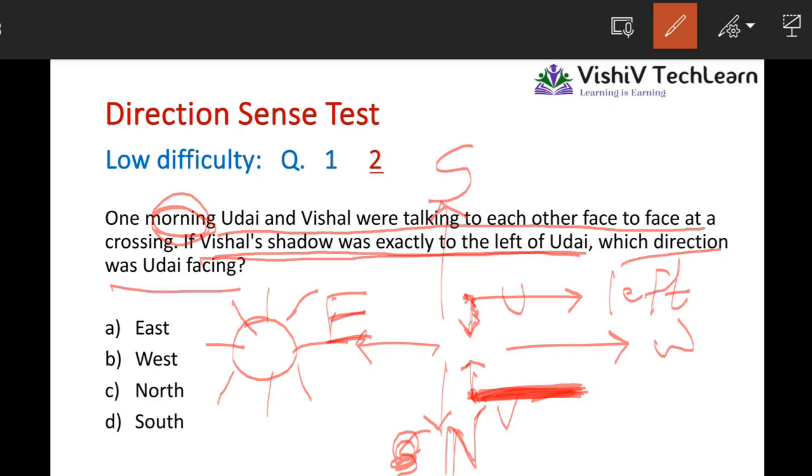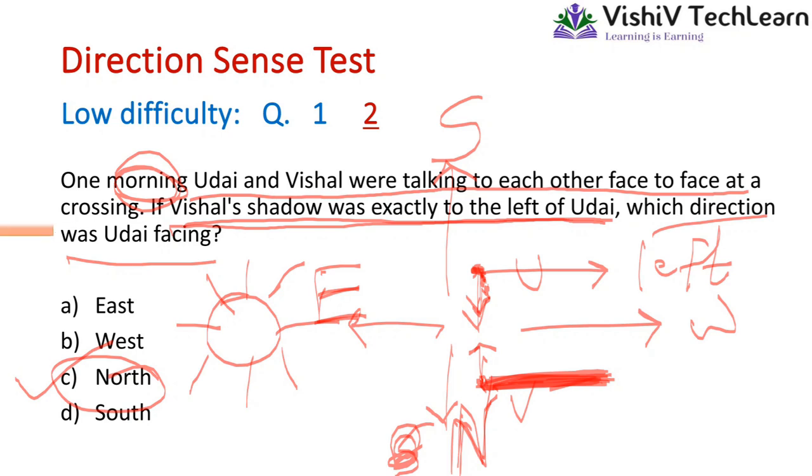So here we have Uday and he is facing this side, and that is the side of north. So the answer north must be right. Let's check. Yes, the answer north is right. Now let's go to the next problem.